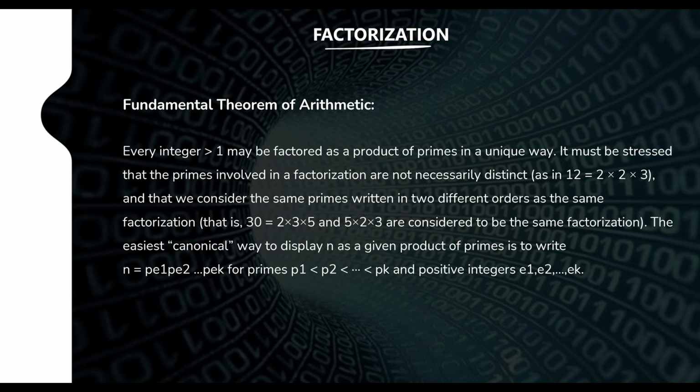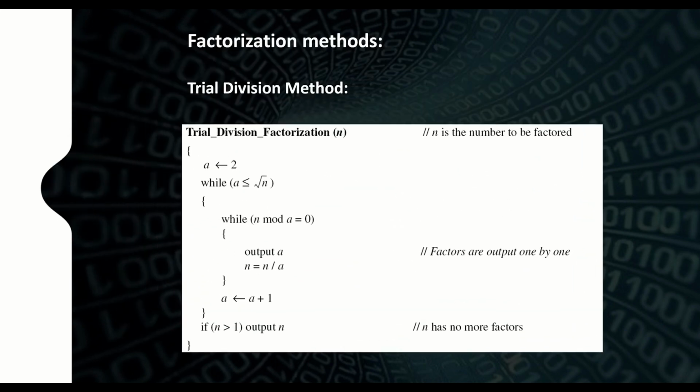Fundamental theorem of arithmetic. Every integer may be factored as a product of primes in a unique way. It must be stressed that the primes involved in a factorization are not necessarily distinct, as in 12 = 2 × 2 × 3, and that we consider the same primes written in two different orders as the same factorization, that is, 30 = 2 × 3 × 5 and 5 × 2 × 3 are considered to be the same factorization. The easiest canonical way to display n as a product of primes is to write n = p1^e1 p2^e2 ... pk^ek for primes p1, p2, ..., pk and positive integers e1, e2, ..., ek.